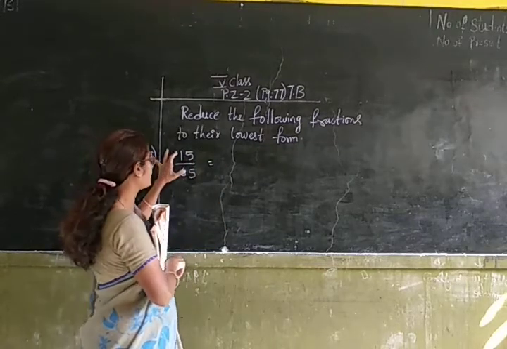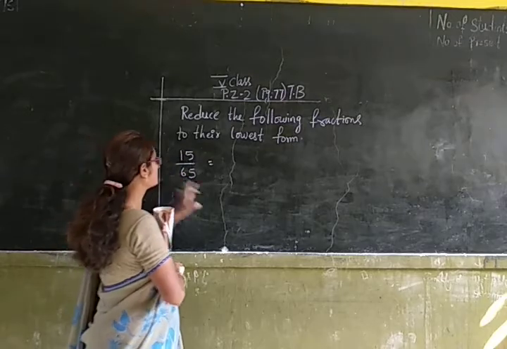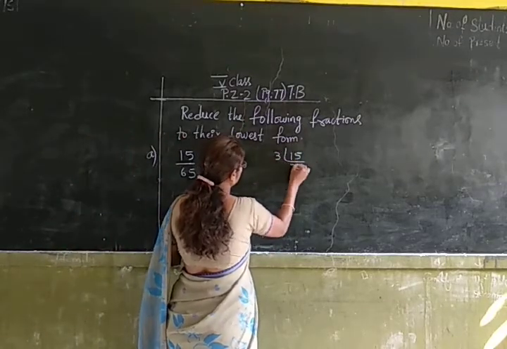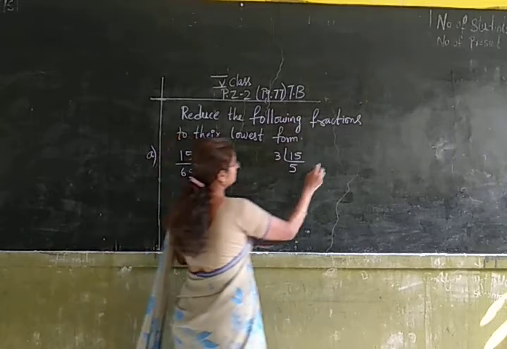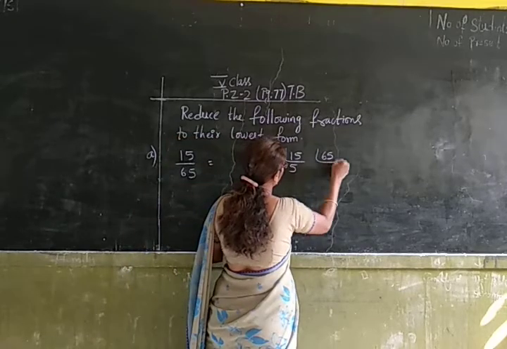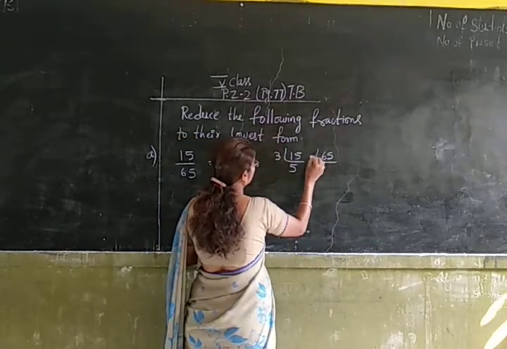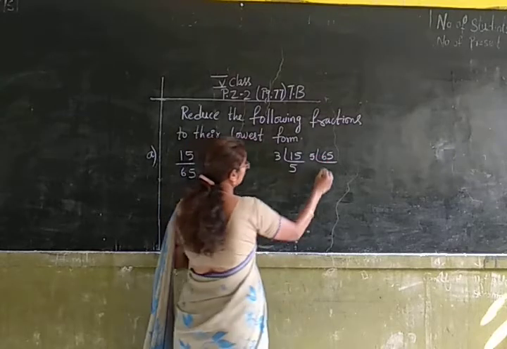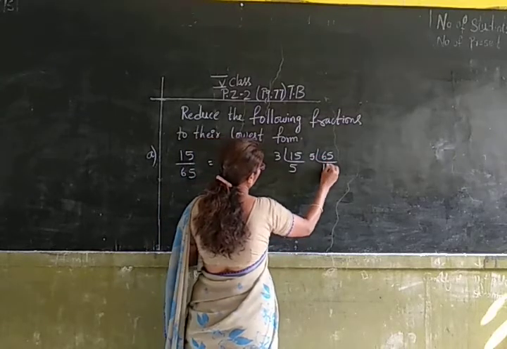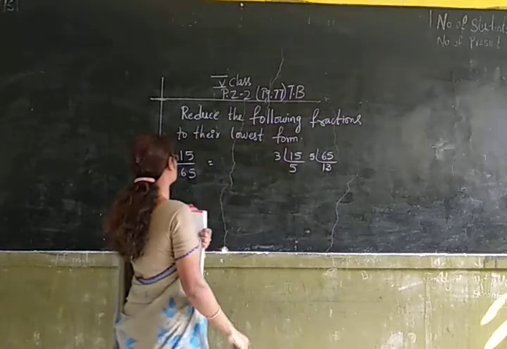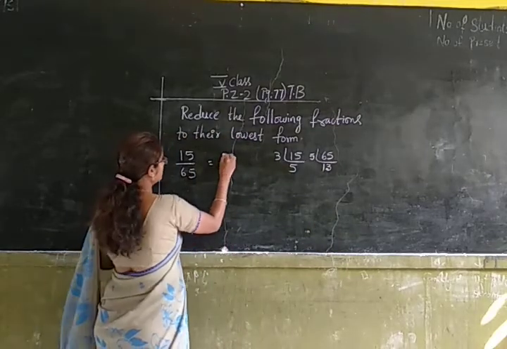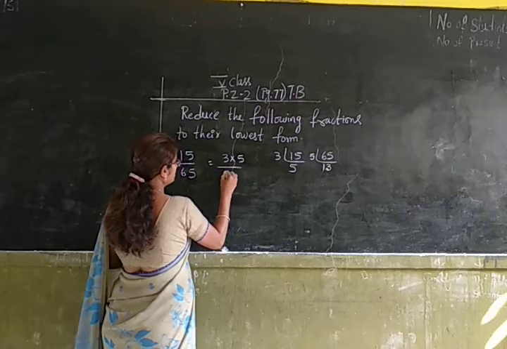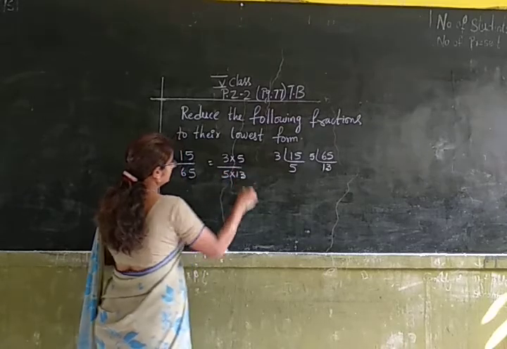Now let us write down the prime factors of 15 and 65. So 15: 3 5s are 15. Now let us write down the prime factors of 65. Okay children? 5 table: 5 ones are 5, 5 threes are 15. So prime factors of 15 is equal to 3 into 5. Prime factors of 65 is equal to 5 into 13.